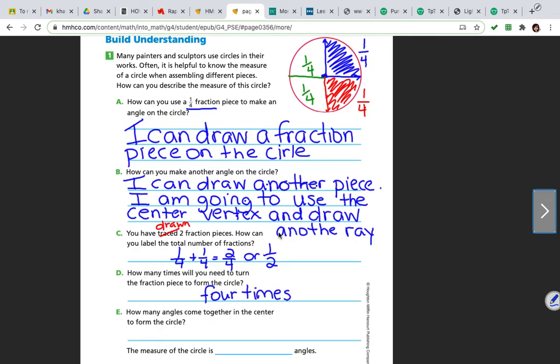And E, how many angles come together in the center to form the circle? We have 4 angles. And the last statement is, the measure of the circle is blank angles. We're going to write number 4, 4 angles. So if you're still writing, pause the video before we go to the next page. If you're ready, then turn the page.